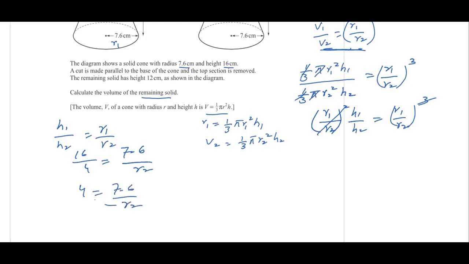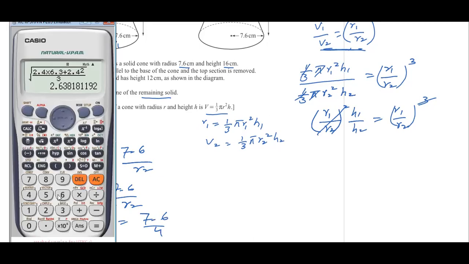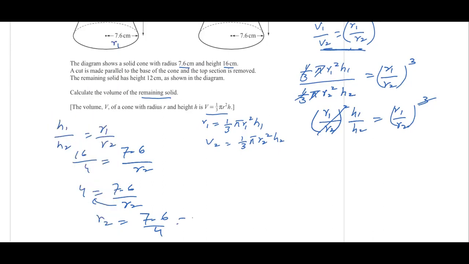You can replace them, cross multiplication. So r2 will be 7.6 over 4. So what that will be, 7.6 divided by 4, so it will be 1.9. It means R2 is 1.9 that we found.